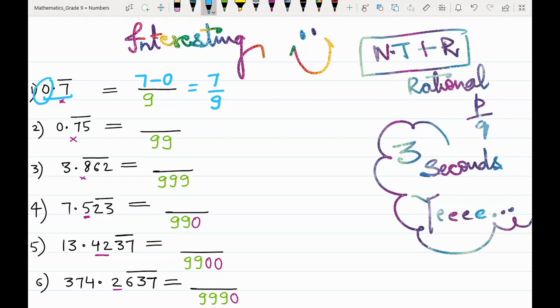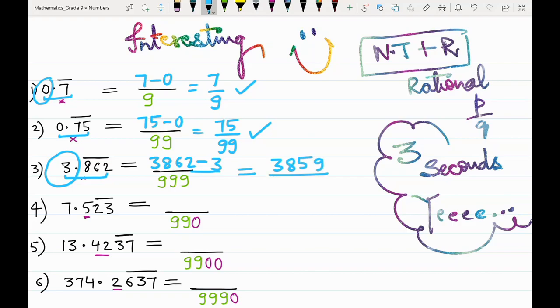Let's see the second example. It's 075. So I will write my full number 75 minus nothing without bar. It's 0 only. So no need to subtract. You can simply write 75 over 99 becomes your p by q form. Let's see the third example. I will write first the full number, that is 3862. Then I have to subtract that part which is without bar. So that is only 3. So 3862 minus 3 will give you 3859 over 999. This will be your p by q form. You can also write your answer in the lowest form if you want.